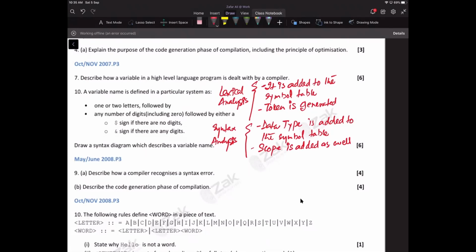Then we have variable names. We just discussed that variable names are checked for the naming conventions. Which stage is this? This is the code generation stage.